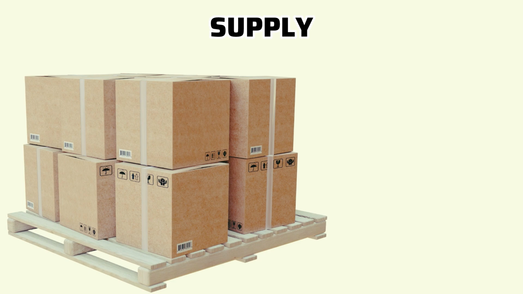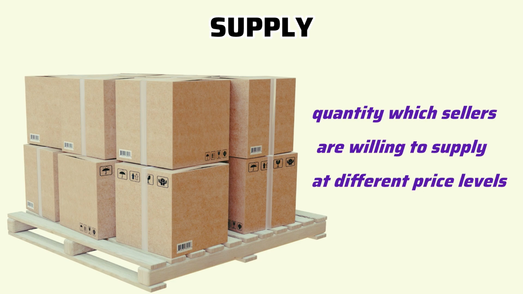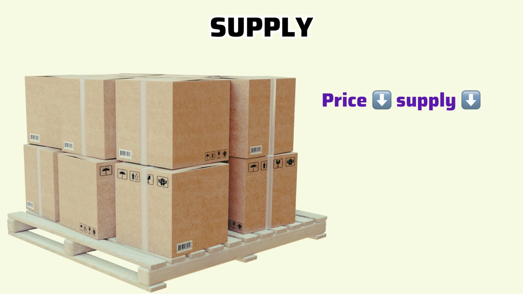Supply means the quantity of a product that sellers are willing to sell at different prices. When the price of a product is low, sellers are less interested in selling larger quantities, but when the price increases, sellers supply more in order to earn higher profit. So, price and supply move in the same direction.